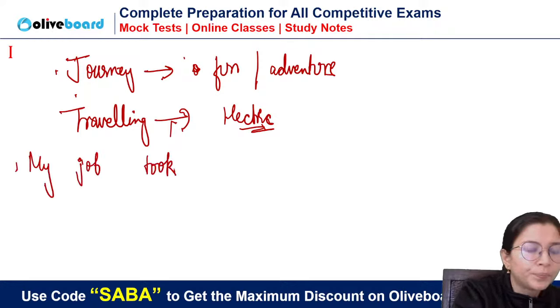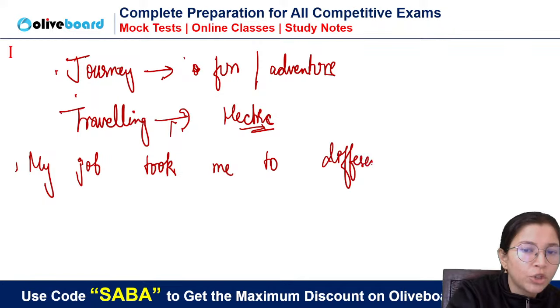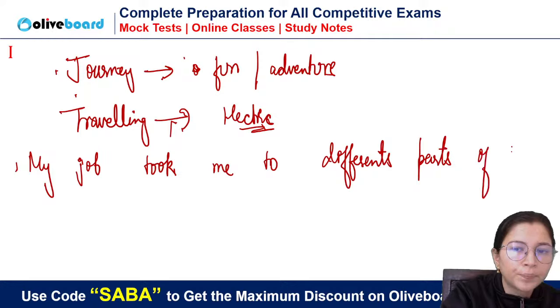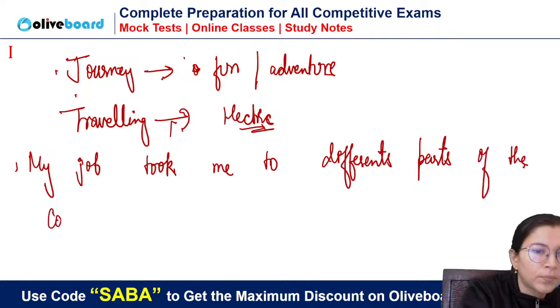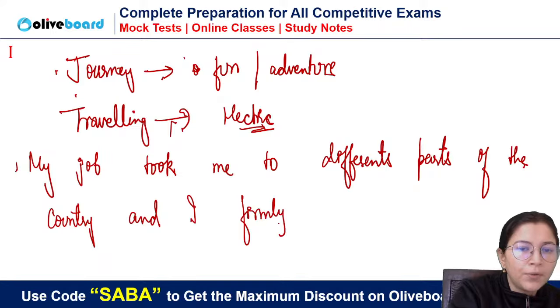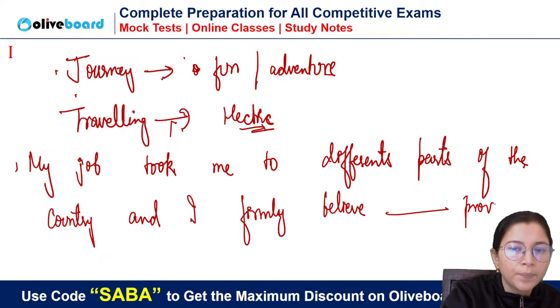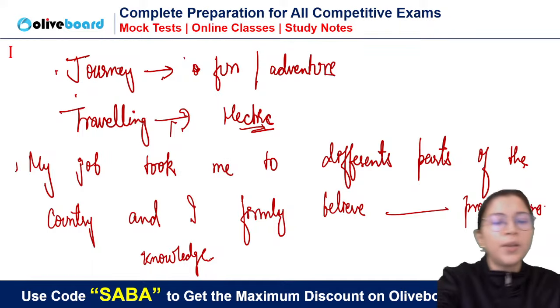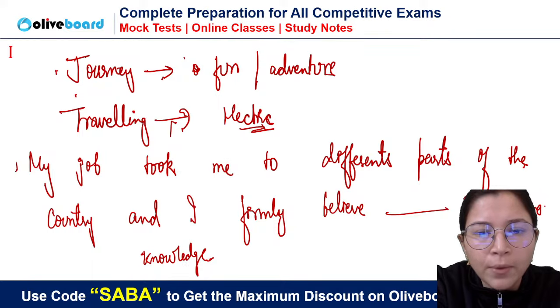There was one question: my job took me to different parts of the country, and I firmly believe that's provided me knowledge. This question came in the bank exam. You have to choose between journey and traveling. What will you choose? Quickly, everybody.